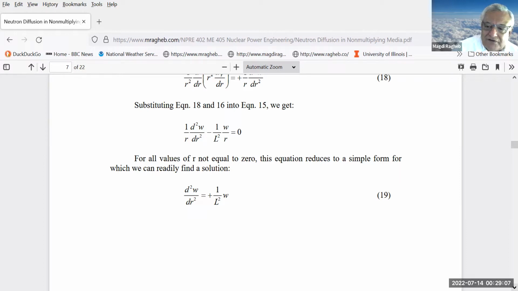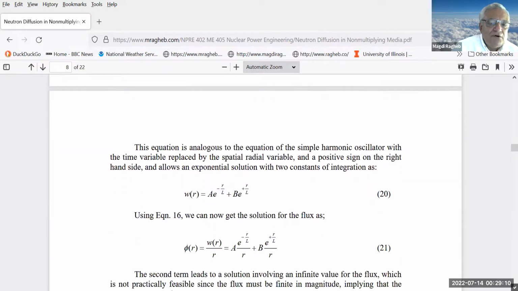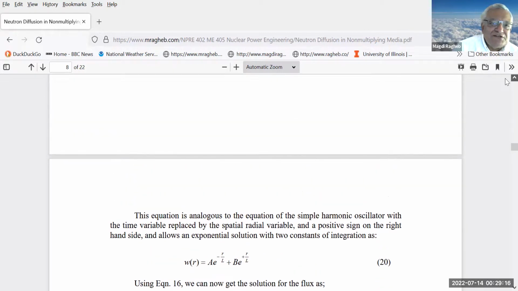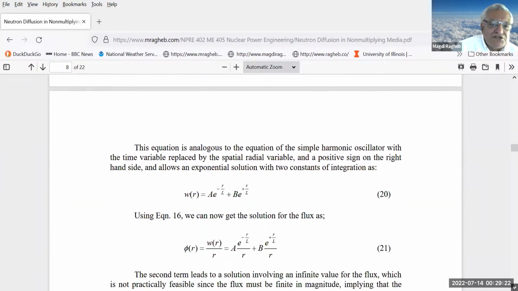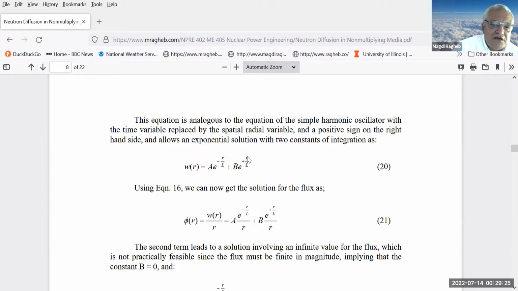We said that in that case, it's an exponential growth and decay, or a hyperbolic sine plus a hyperbolic cosine. So the solution for the w of our function that we use as a change of variables is a very simple exponential growth function, e to the plus r over L with a constant of integration B, and e to the minus r over L with a constant of integration capital A. So now we have a solution for the help function w of r, and the solution for phi would then be that help function w of r over r.